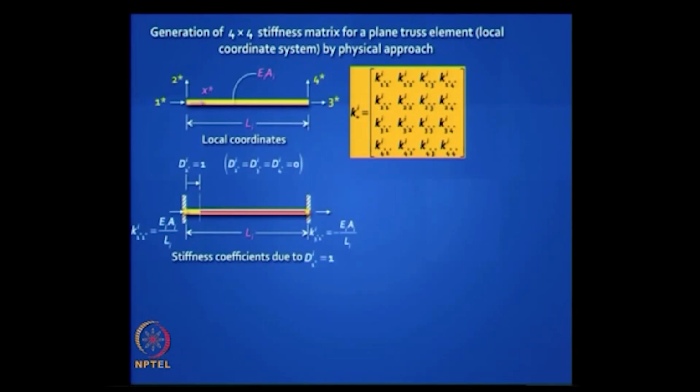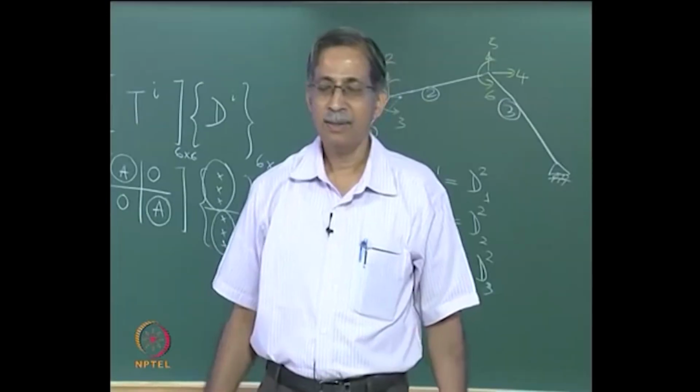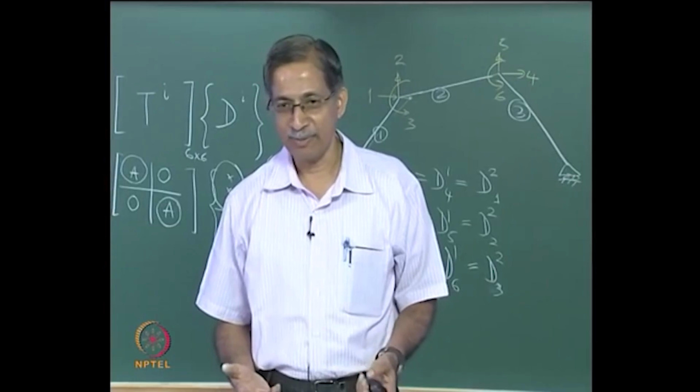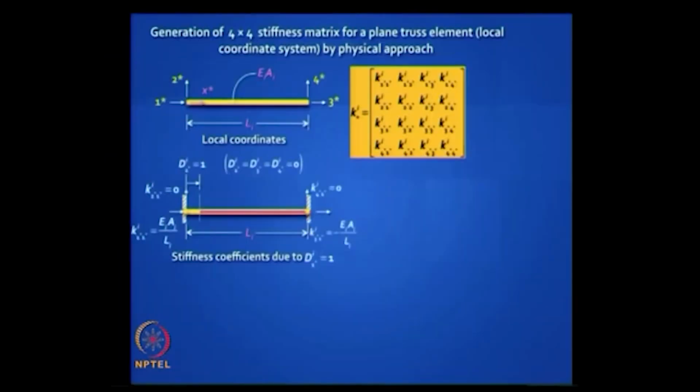Now what is K2 star 1 star? You see this symbol, does this make sense to you? We have got this value, that is EA by L. We have got this value which is minus EA by L. What is this value and what is that? Why is it 0? Because there is no reaction, there is no resistance. If there is no reaction, there is no problem, right? So those are 0, correct.